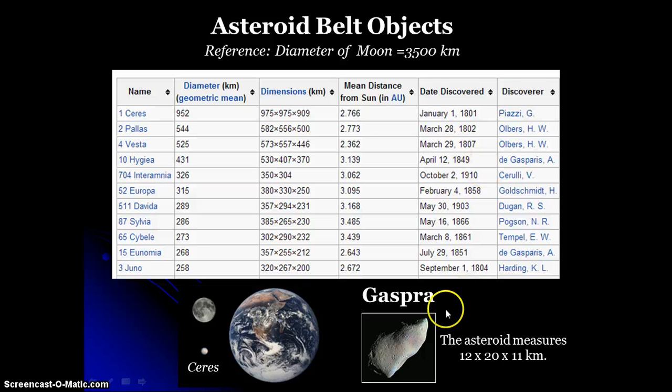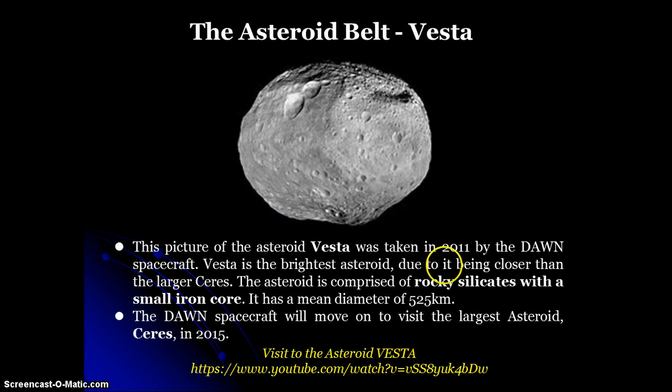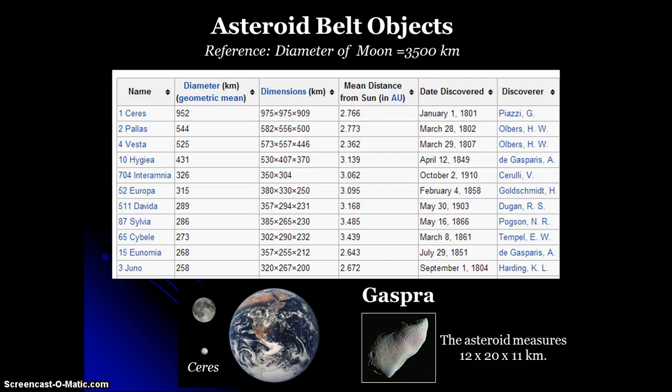Okay, so here's a typical asteroid, which is only 10 by 12 by 11 kilometers. It's not even round. It's very small, which is Gaspra. It's a typical asteroid that comes from the asteroid belt. And one of the larger asteroids is called Vesta. We saw on the previous slide, Vesta is actually the third largest asteroid.